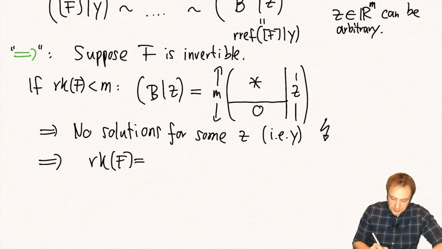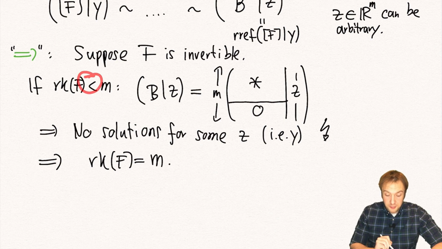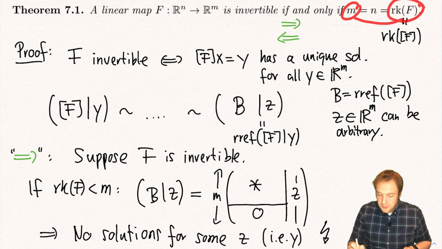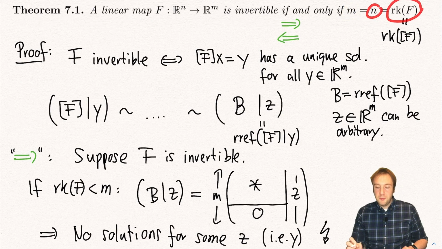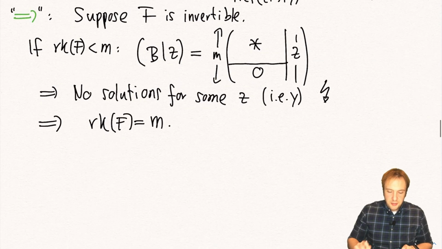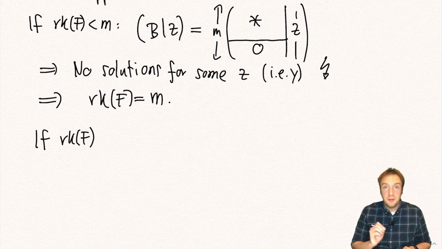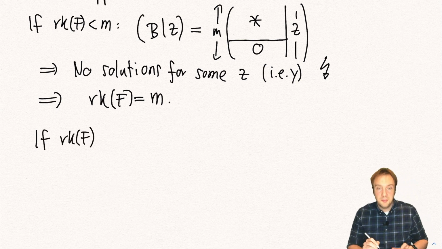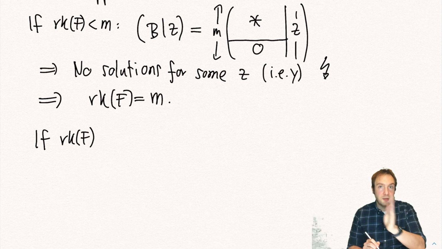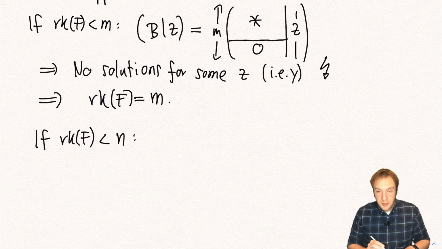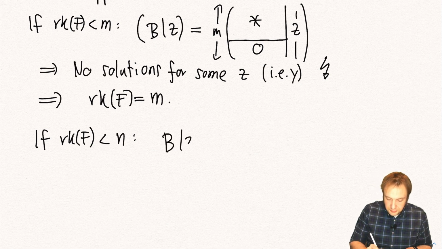the same as m. So it cannot be smaller than m. So now we have that this m equals the rank of f, and now we want to show that also the number of columns equals the rank of f. So again, the rank of f cannot be bigger than the number of columns, because otherwise, for each column I can just put in one pivot element, but it can also not be strictly smaller, because in this case, how does this B Z look like?